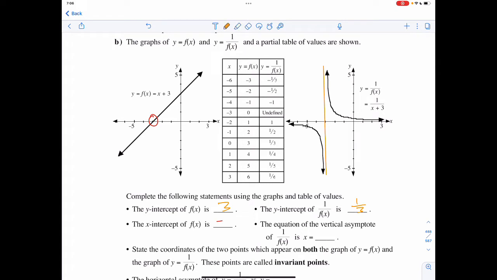So we write that as an equation, a vertical asymptote. What's the equation of that vertical line? This is when x is equal to negative 3. Remembering that any vertical line is always in the form of x equals a number.